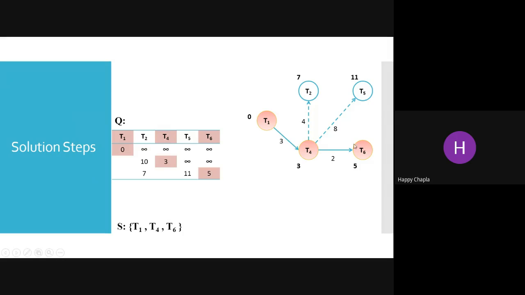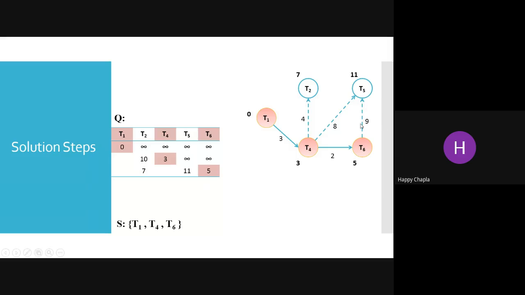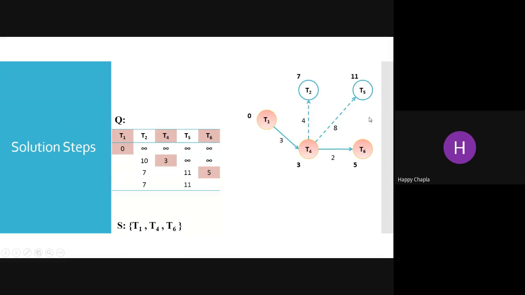Now you can find the adjacent node of your T6. T6 is connected with T5 only, and the cost of that T5 is 9. So now find the total cost: 3 plus 2 equals 5 and 5 plus 9 equals 14. So 14 is greater than 11, so I cannot choose this path. So which can I choose? I can remove this and choose this path, because out of this 4, 8 and 2, the minimum is 4.